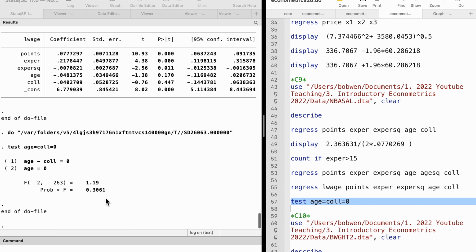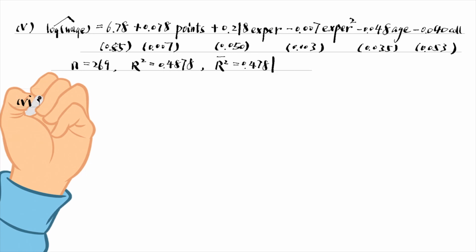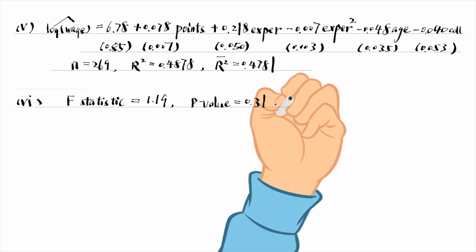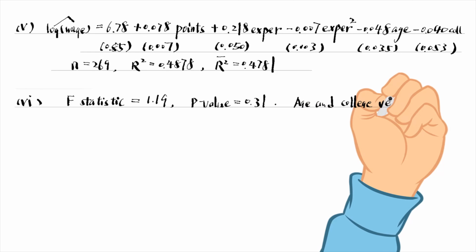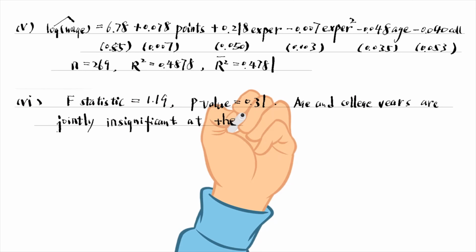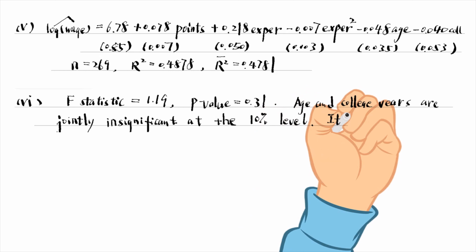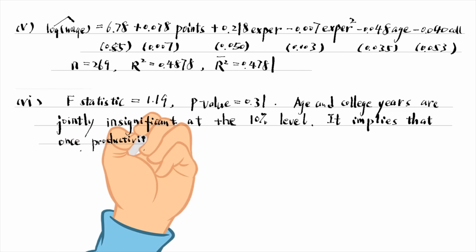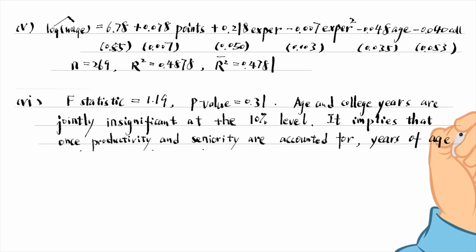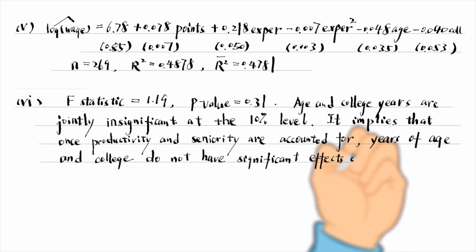The F statistic with 2 restrictions and 263 degrees of freedom is 1.19. The p-value is 0.31. Age and college years are jointly insignificant at the 10% level. We fail to reject the null hypothesis that both of them are 0. It implies that once productivity and seniority are accounted for, years of age and college do not significantly affect the player's wage.